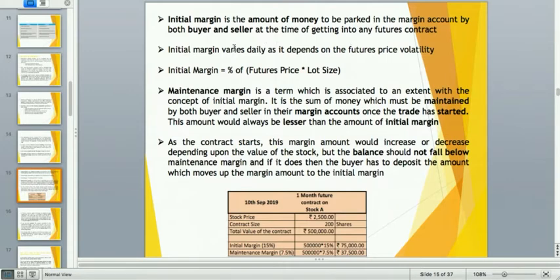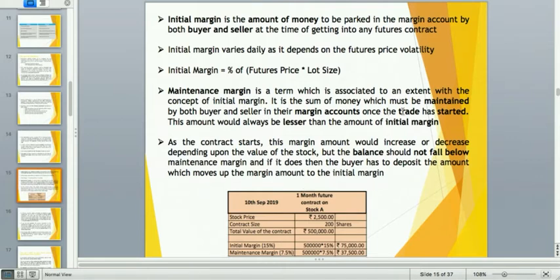Initial margin varies daily as it depends on futures price volatility. And what is initial margin? Percentage of future price into lot size. Always remember, under one contract you would have a particular lot size, right? I'll just come to this table also to explain what is initial and maintenance margin, but let me just go with these lines first. What are we saying about maintenance margin?